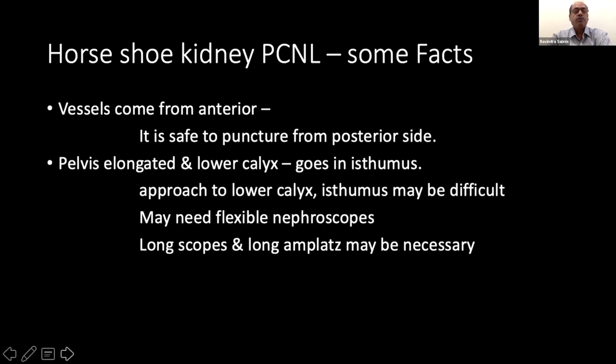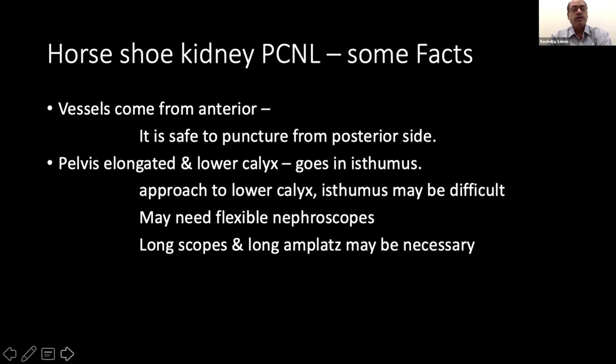Vessels in the horseshoe kidney, there is a lot of fear amongst newcomers about how to do PCNL. Is there any problem with the vessels? One has to understand that vessels always come from the anterior, and therefore it is very safe to puncture from the posterior side. The pelvis is usually elongated, the lower calyx goes into the isthmus, and therefore approach to the lower calyx and isthmus may be a little difficult because of the awkward angulation.